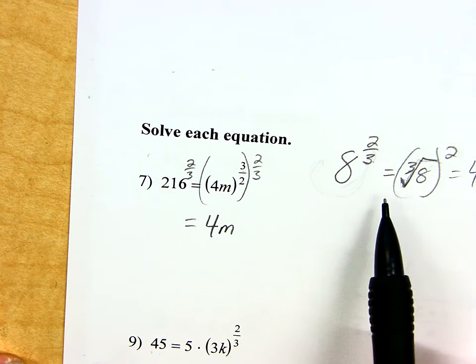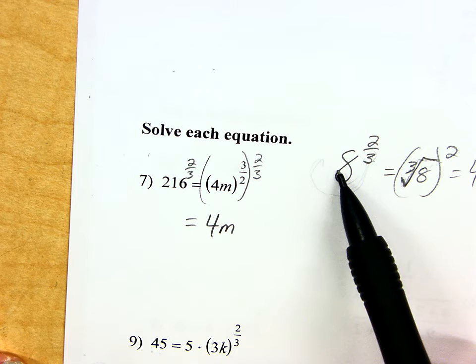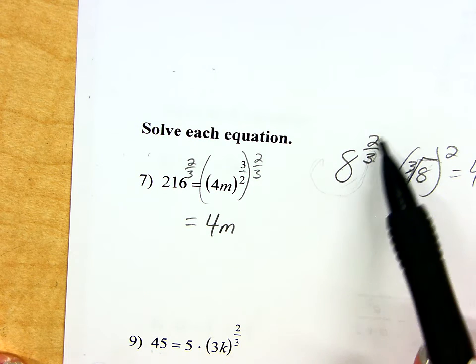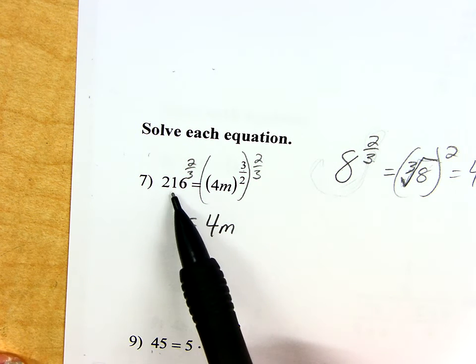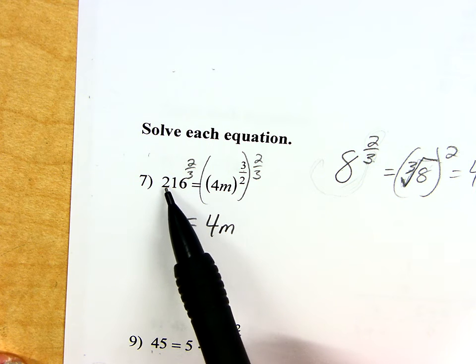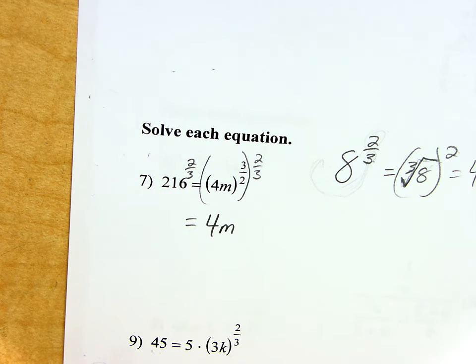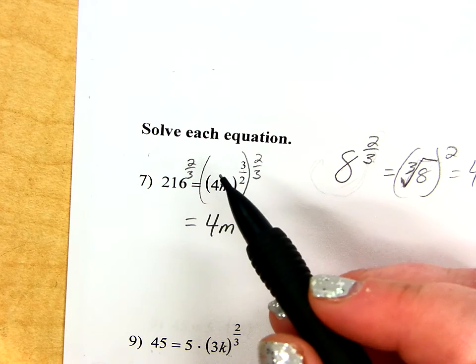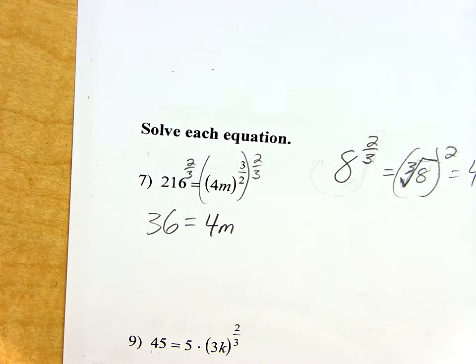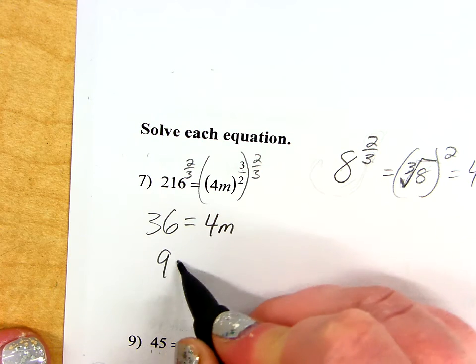So remember what we just talked about with the 8. That denominator tells me what root to take, and then I need to raise it to the 2nd power. So the same thing's happening here. I need the cube root of 216, and then whatever that answer is, I'm going to square it. What's the cube root of 216? 6. And then I just do 6 squared, so I get 36 there. Does that make sense? Is that ringing a bell now that you see it? I know it's probably been a while. And now, of course, my answer is just 9.